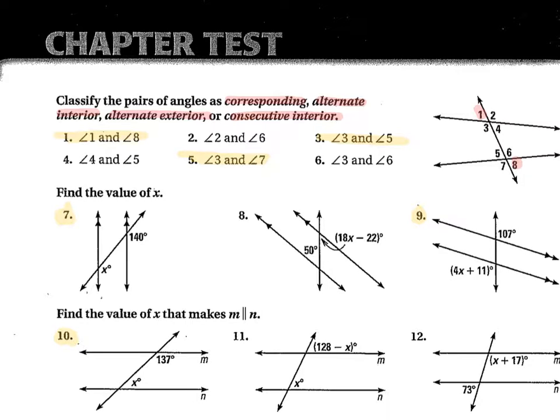In number 3, oh, and please, if I'm going too fast, just pause. You know what to do. So let me change this here. In number 3, we're talking about angle 3 and angle 5. What kind of angles are those? Again, your choices are all up here. Corresponding, alternate interior, alternate exterior, and consecutive interior. In number 5, 3 and 7. What kind of angles are 3 and 7?